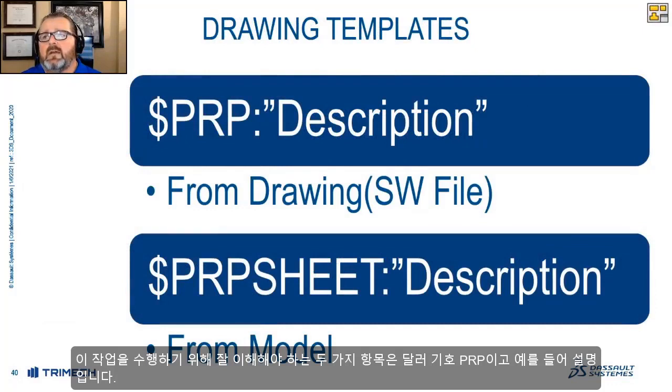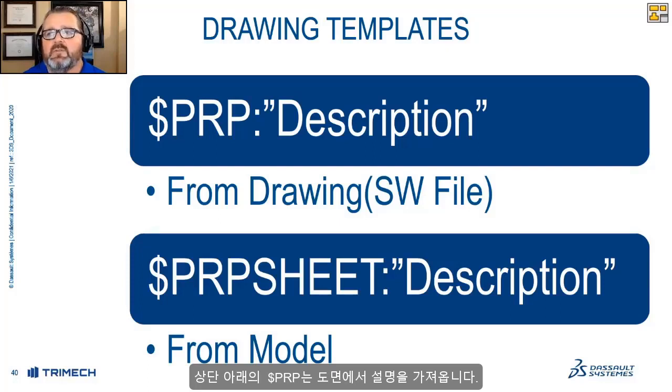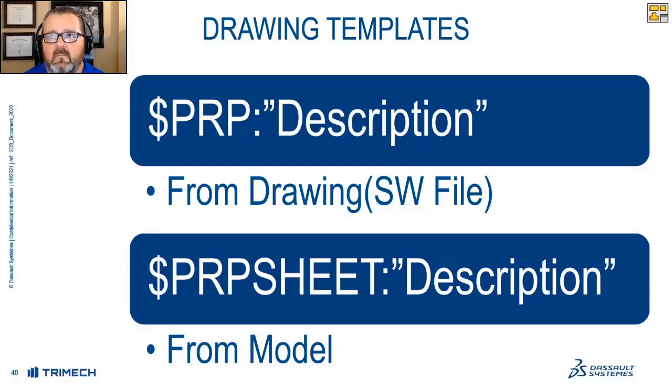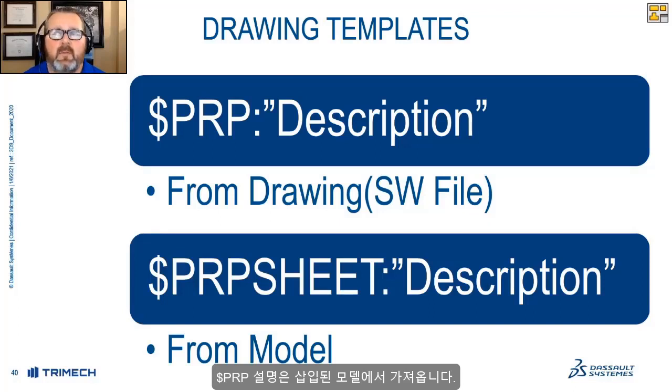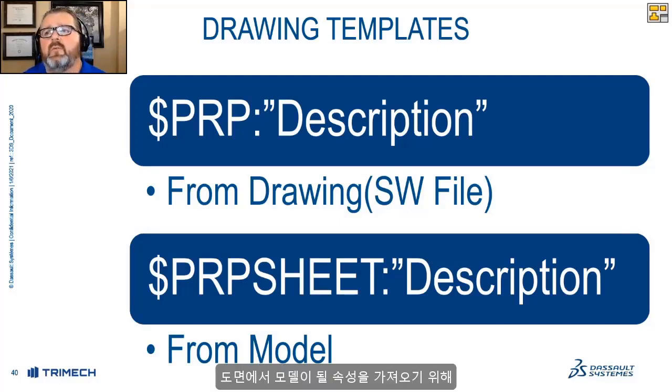The two items I can't stress enough that you need to get a good grip on to make this work for you are $PRP, in the example here, description, and $PRP sheet description. The $PRP on the top will pull the description from the drawing. The $PRP sheet description will pull it from the model inserted on that drawing sheet. Now, there are different use cases for pulling a property from the drawing than from the model.